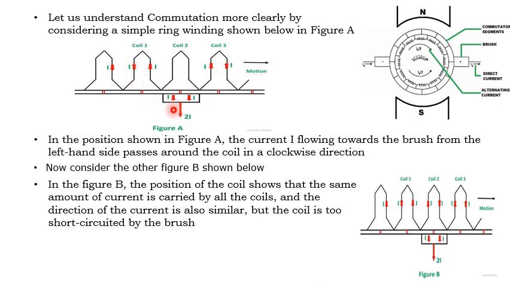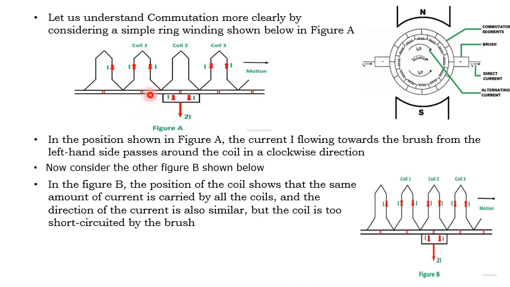Now in this case, the brush is connected at coil 2. So in this case, what happens? Whatever the current coming here, coil 2 is short circuited here, and whatever the current is coming here, the net current out from the brush is 2 times I. Now in the position of figure A, the current I flowing towards the brush from the left hand side passes around the coil in a clockwise direction.